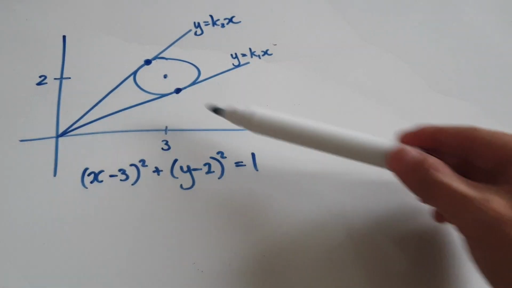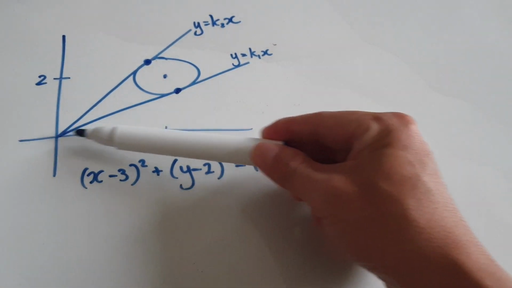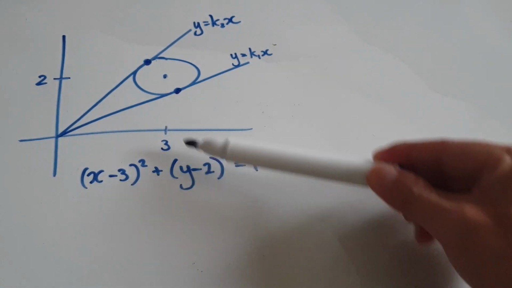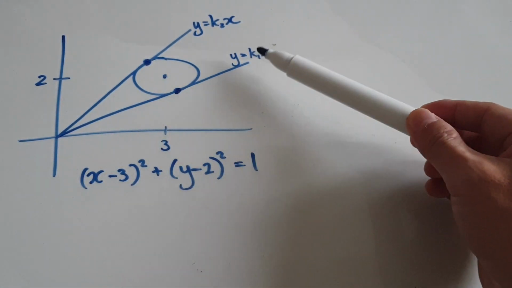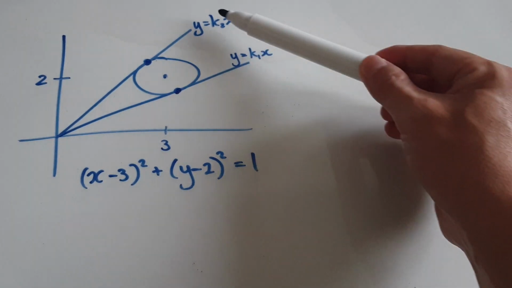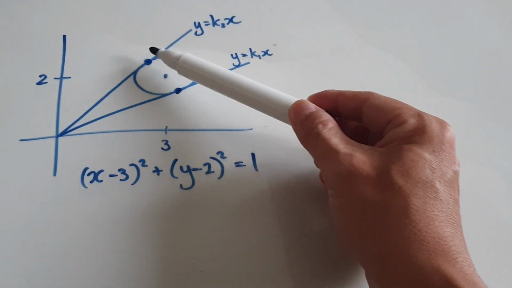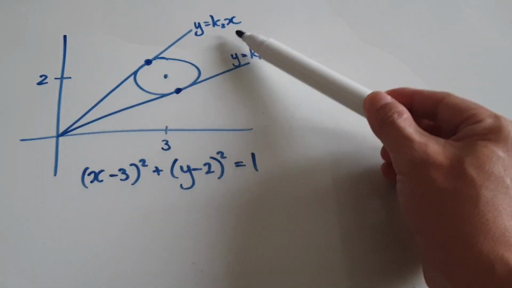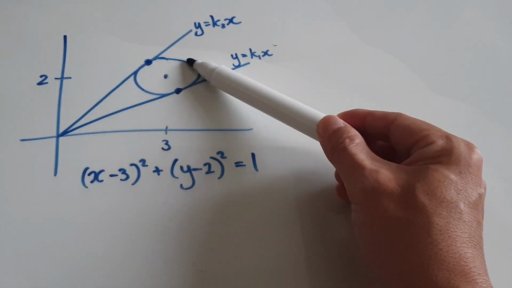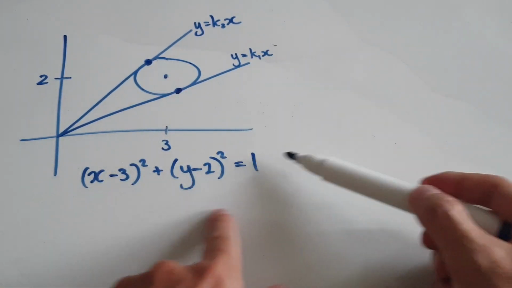Here we've got a circle of radius 1. It's been moved across by 3 and it's been pushed up by 2. Our job is to find values of k for which there's only one intersection, because if k is big, then you're going to have two intersections here and here. So let's try and work this out.